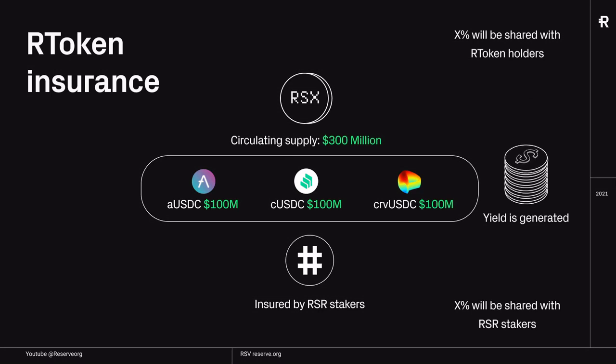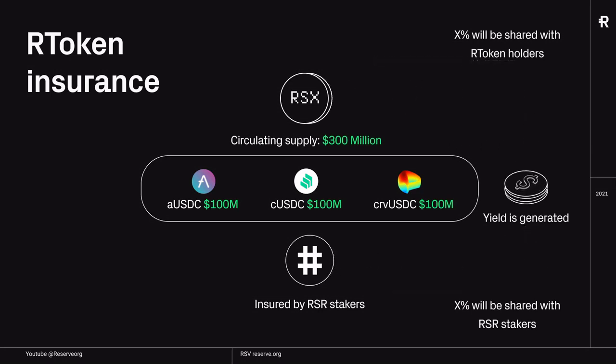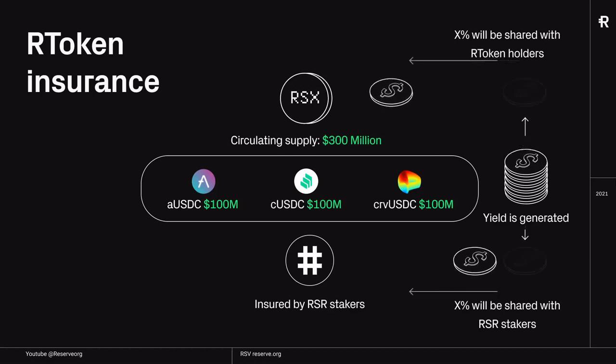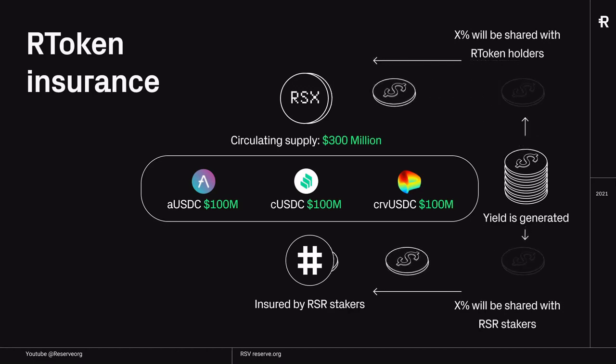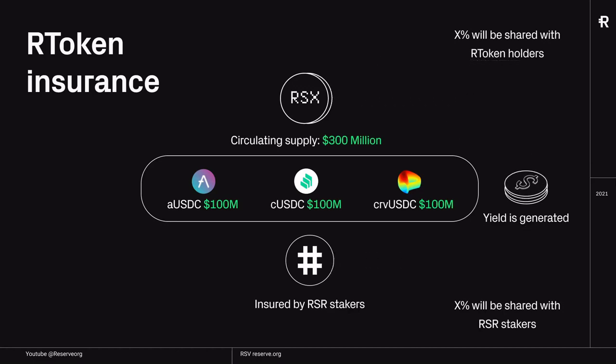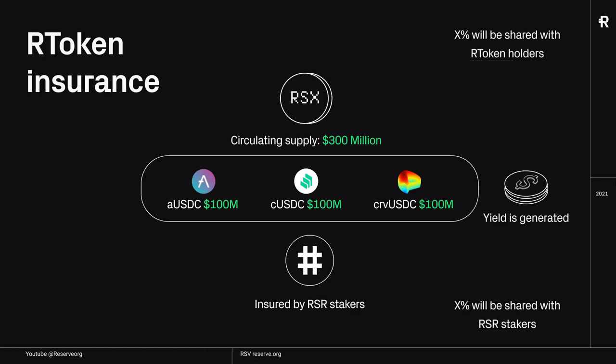We also will be sharing some of that yield with the RSR insurers, which makes sense because otherwise, if we wouldn't incentivize the RSR holders to stake, then no one would stake, right? So you need some kind of incentivization to stake. And so what that means is that if you choose to insure a Reserve stablecoin, then you will get a continuous stream of income.